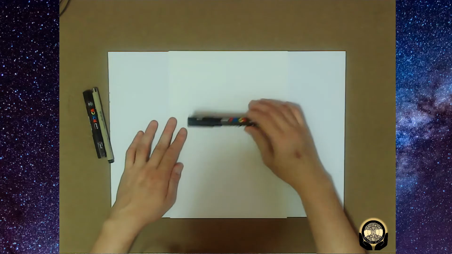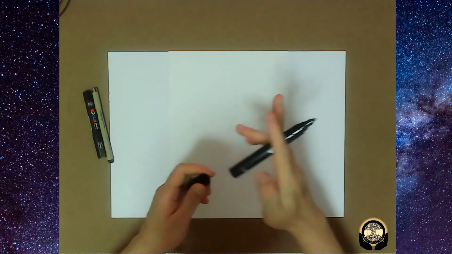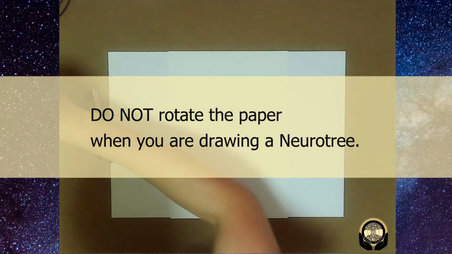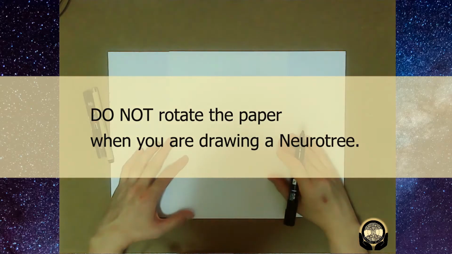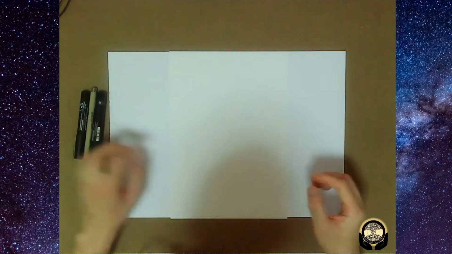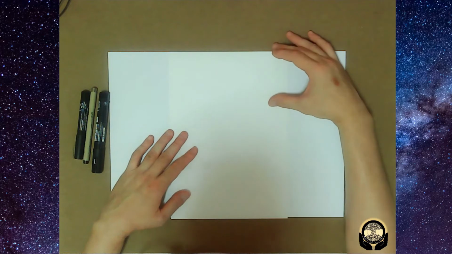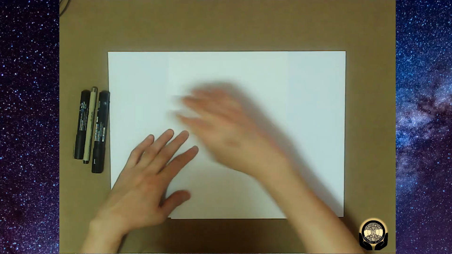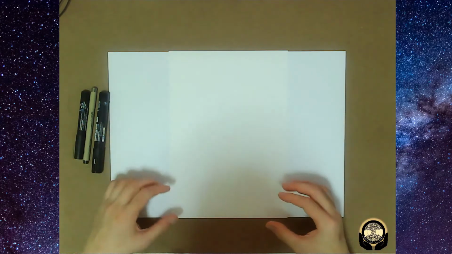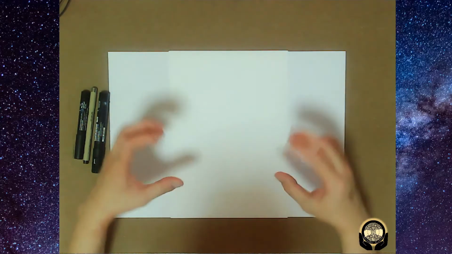Alright. So a neurotree, when you start drawing a neurotree, you want to do a shape. So there's the roots, the trunk, and the crown. And when you draw a neurotree, always bear in mind the balance. You can't have big roots and a small crown, or small roots and a big crown.